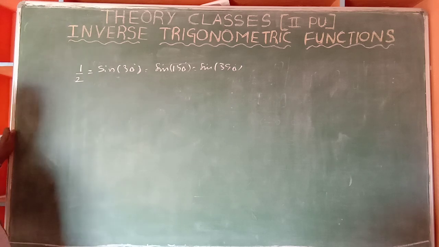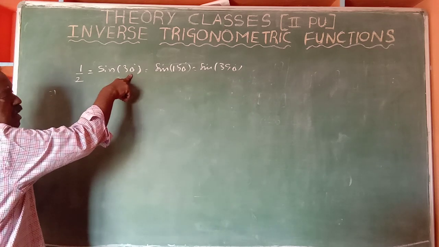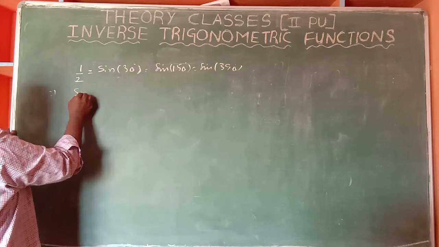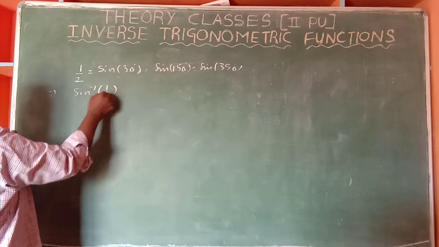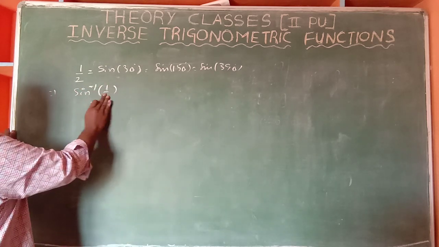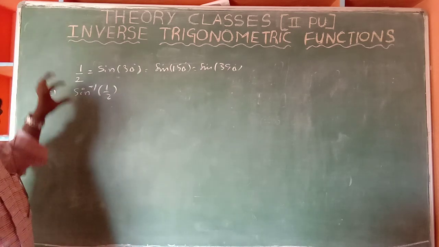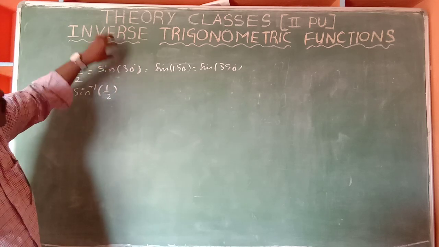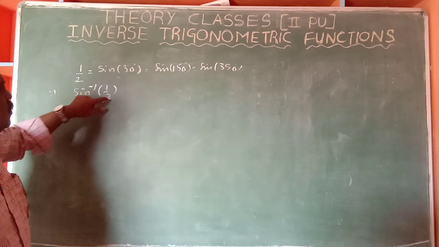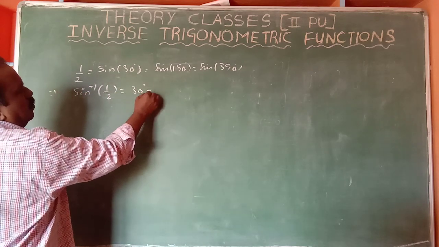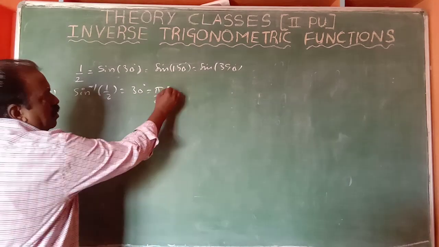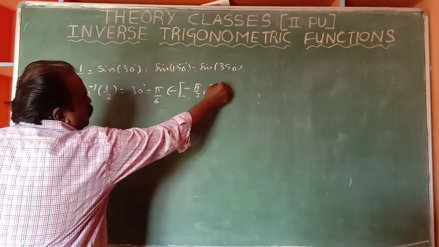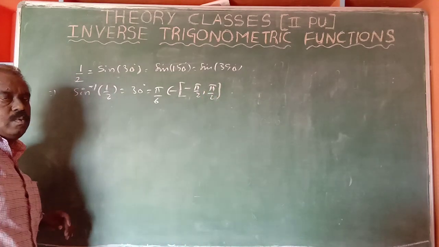But here, in order to get the angle 30 degrees, it is sine inverse 1 by 2. Try to understand it. Sine inverse 1 by 2. 1 by 2 is sine 30. What is the angle? Sine inverse 1 by 2 is equal to 30 degrees, that is pi by 6. That belongs to the interval minus pi by 2 to plus pi by 2.